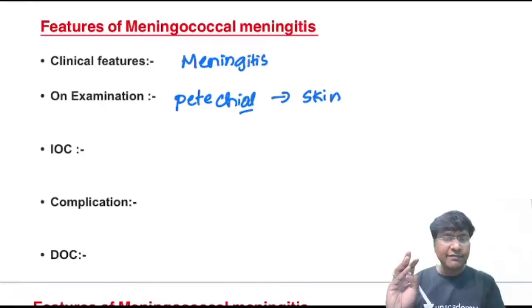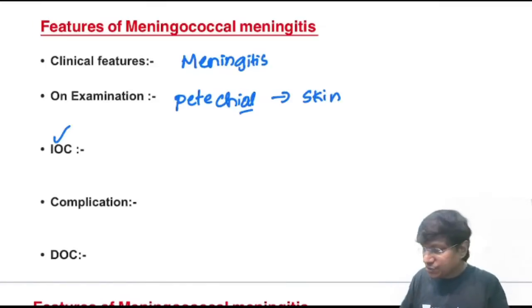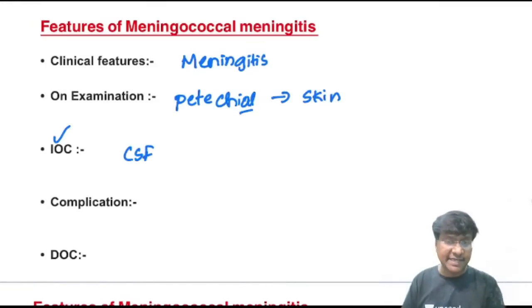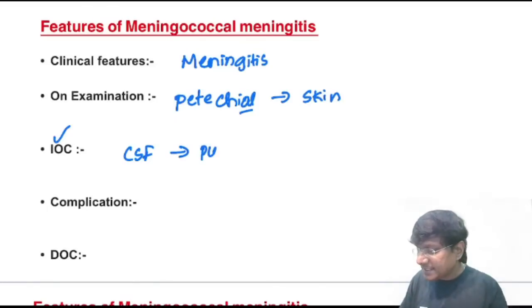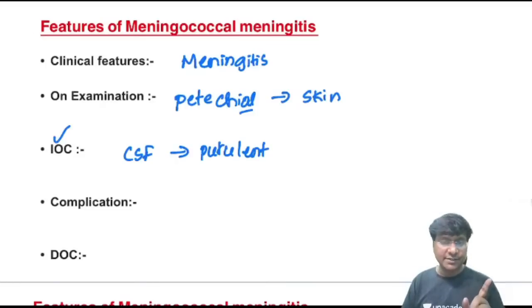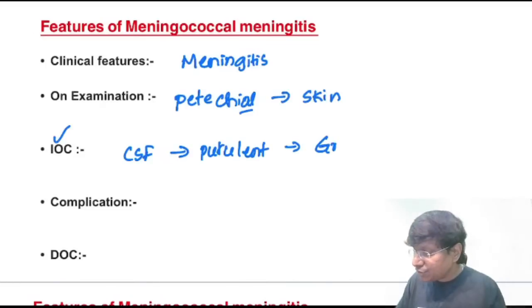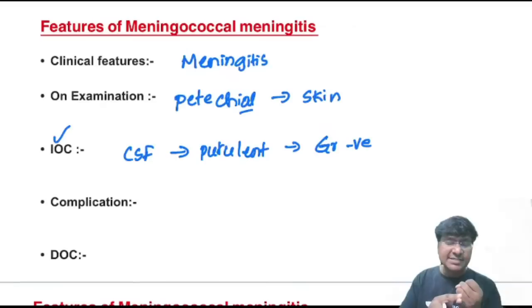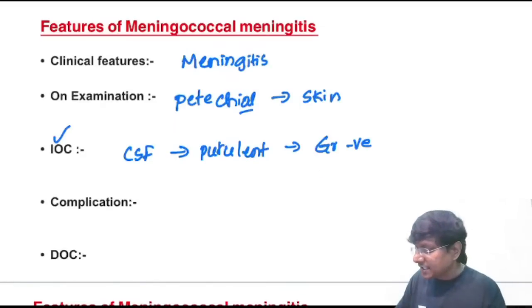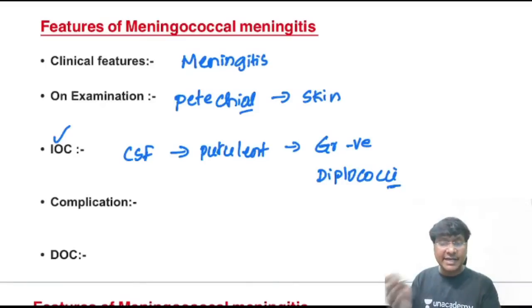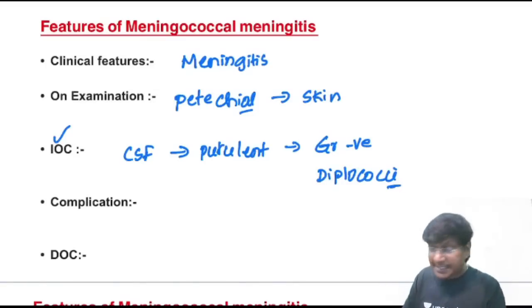Okay, and neck rigidity will be there, Kernig sign will be positive, and Brudzinski sign will be positive. Then, what is the investigation of choice? You have to do the CSF analysis, right? When you do the CSF analysis, there will be a purulent spinal fluid. And when you examine, you will see gram-negative intracellular and extracellular diplococci, right?